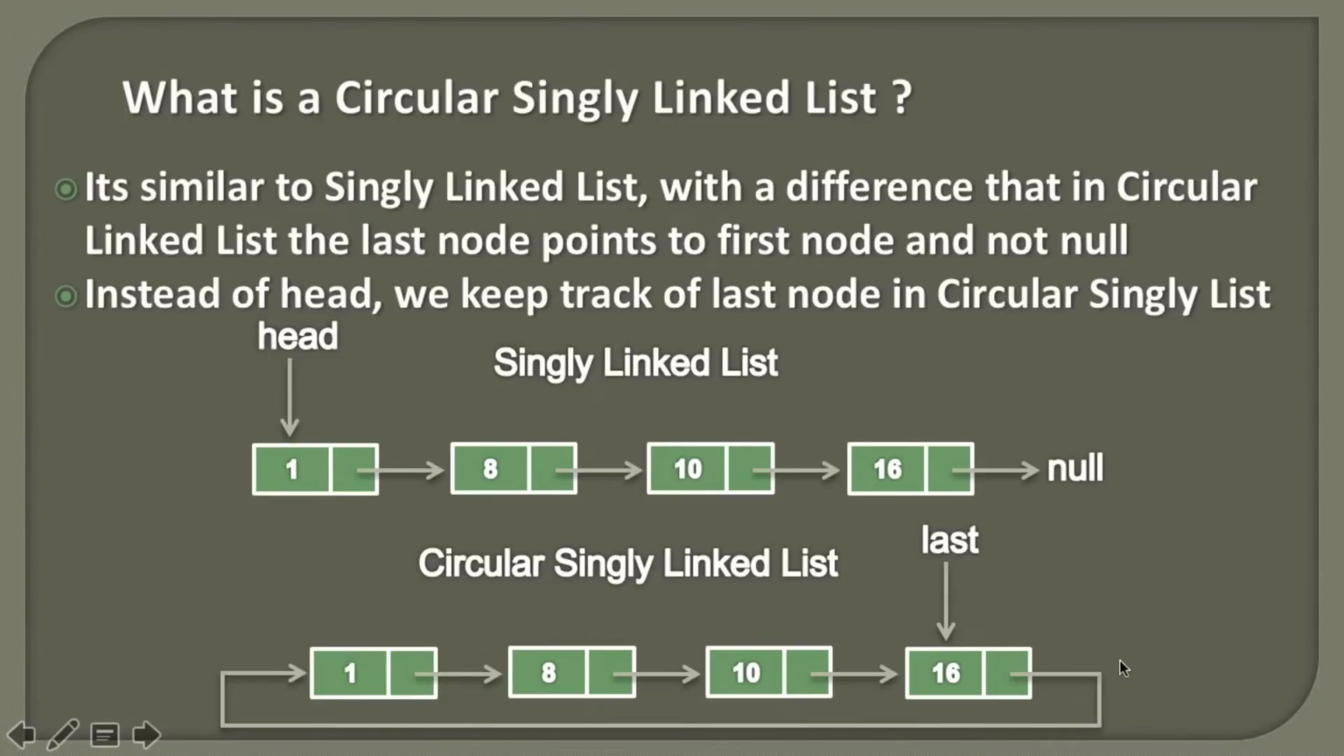And suppose we want to insert a node at the beginning, then we know that a circular singly linked list is circular in nature. Therefore, when we do last dot next, we reach the first node. So we can directly add a node at the beginning in constant time. So friends, this is how we represent a circular singly linked list, where we keep track of the last node and the last node's next points to the first node.